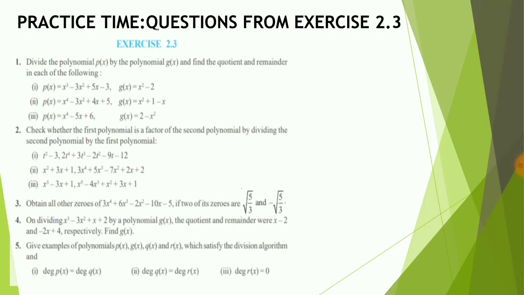So you will be doing the questions of exercise 2.3. That will be your homework. All the questions of exercise 2.3 are to be done. We've taken up a few questions. Let us take up a few more questions.